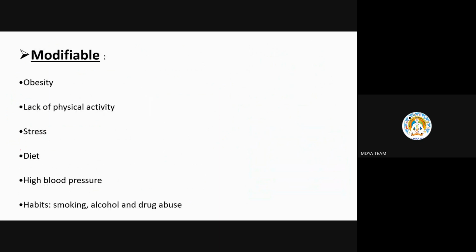So risk factors. Risk factors are also modifiable, meaning which we can modify or make changes in, and some are non-modifiable. Modifiable: obesity. Obesity is one of the reasons for diabetes mellitus. Lack of physical exercise, again stress, which is the same main cause. Then diet, again a sedentary lifestyle. Now high blood pressure, if there is high BP, and habits like smoking and alcohol, and this is common.